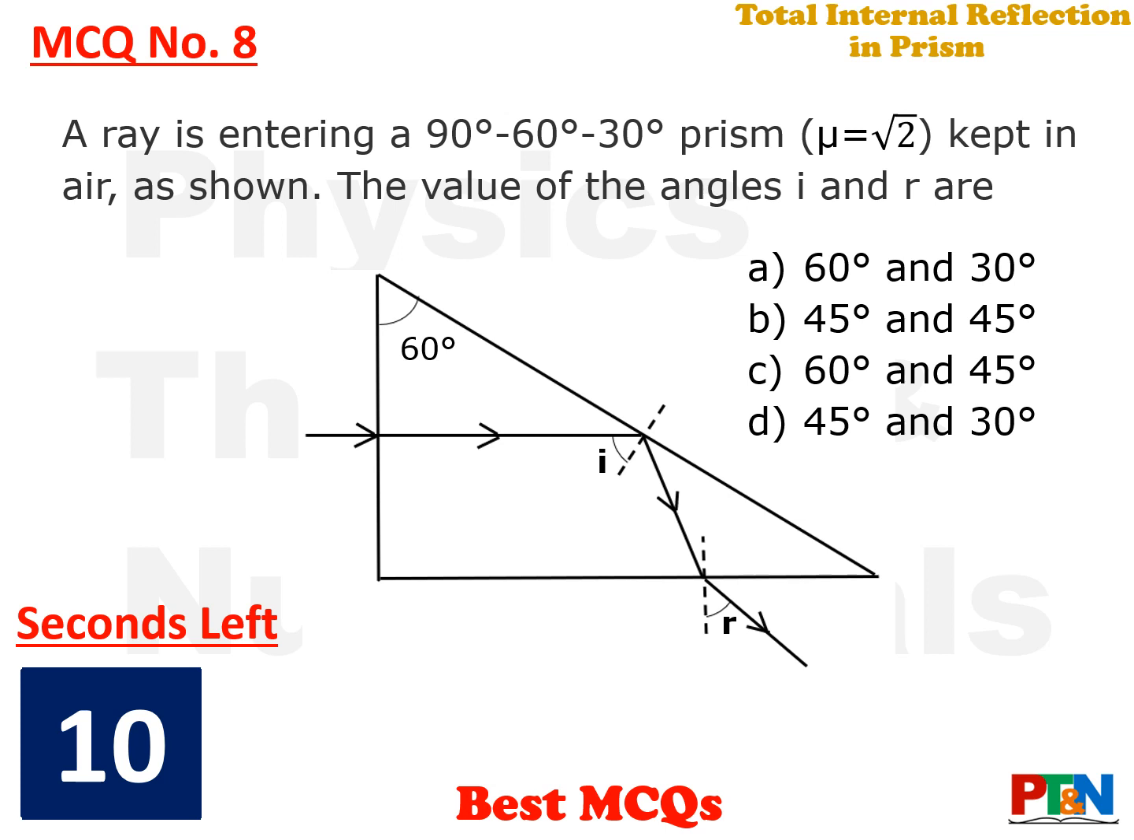Next MCQ. A ray is entering a 90, 60, 30 degree prism. Refractive index is √2, kept in air as shown. You need to find out the value of the angles I and R marked in the diagram. 4 options. You have got 10 seconds. Your timer starts now.